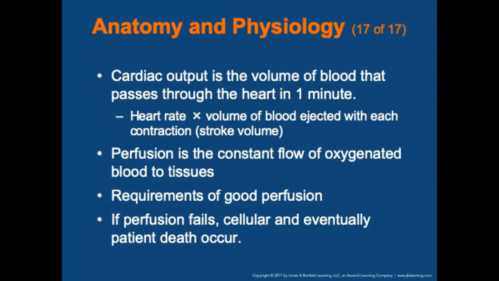Perfusion describes a constant flow of oxygenated blood to the tissues. Good perfusion requires the following. It requires a well-functioning heart, meaning the appropriate heart rate allows the proper volume of blood to be circulated. Good perfusion requires an adequate volume of blood. Reduced volume, through a hemorrhage for example, limits the amount of tissue that can be perfused.